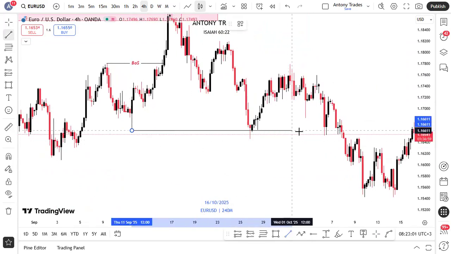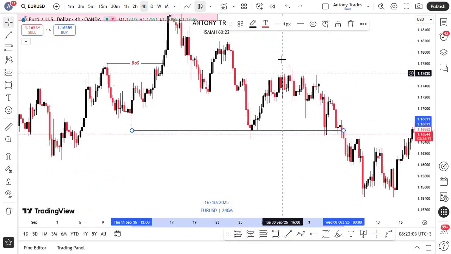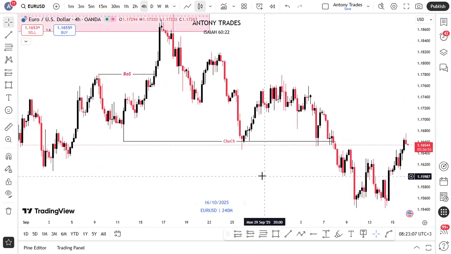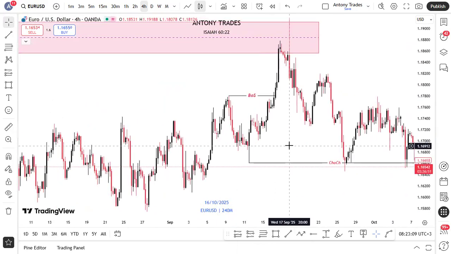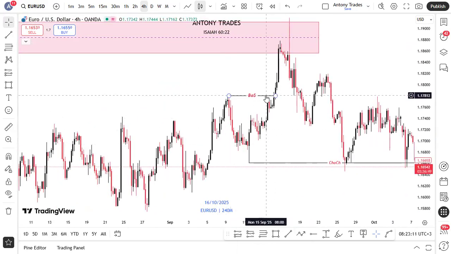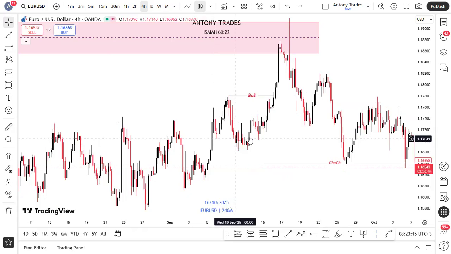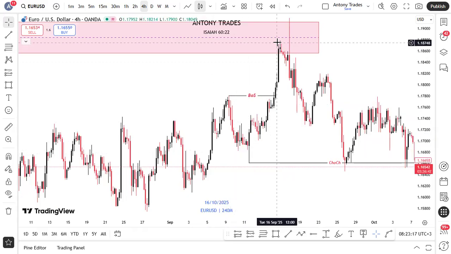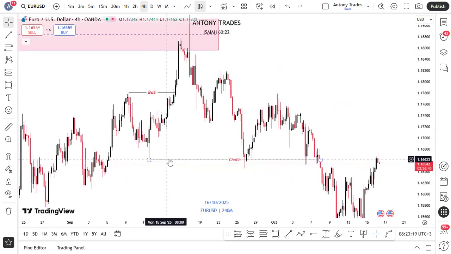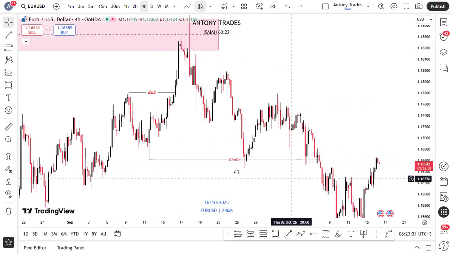We have our break of change of character, sorry. We have a change of character down there. You have a change of character. Why am I saying that this is the last break of structure? Because this break of structure swept liquidity below here before pushing to break the structure. So now this is our change of character.